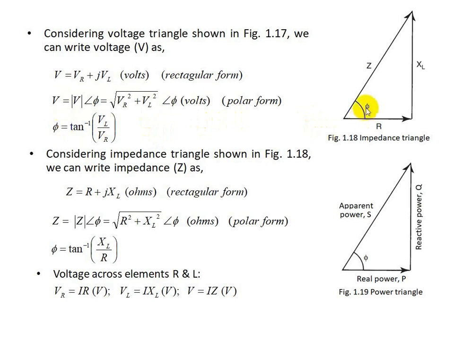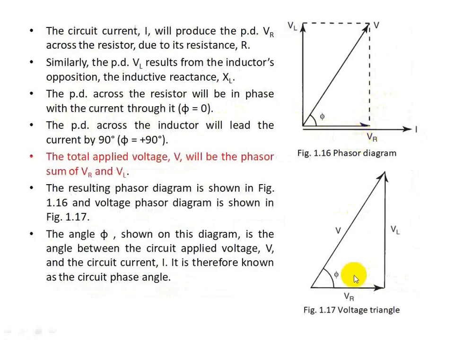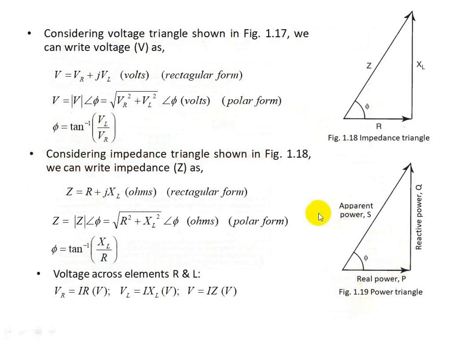You know that tan phi is opposite side by adjacent side. In the voltage triangle, the opposite side is VL and the adjacent side is VR. So we can write tan phi as VL by VR, and phi as tan inverse of VL by VR.